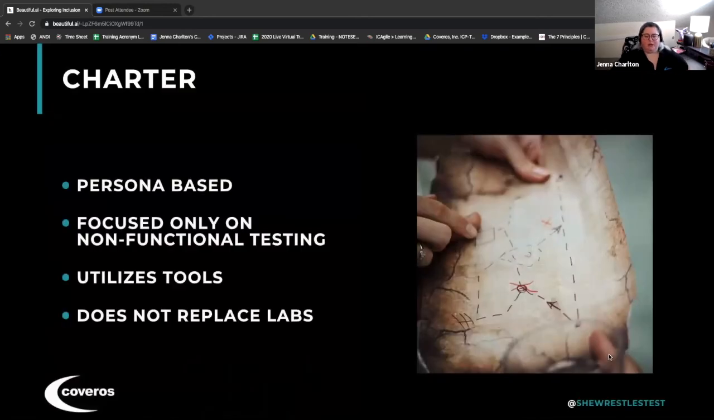And I want to talk about how we take all of this stuff that I've talked about. Take the idea of accessibility, inclusive design, universal design, take personas and make it meaningful from a test perspective. In my opinion, the best way to do persona-based testing is to use a charter.